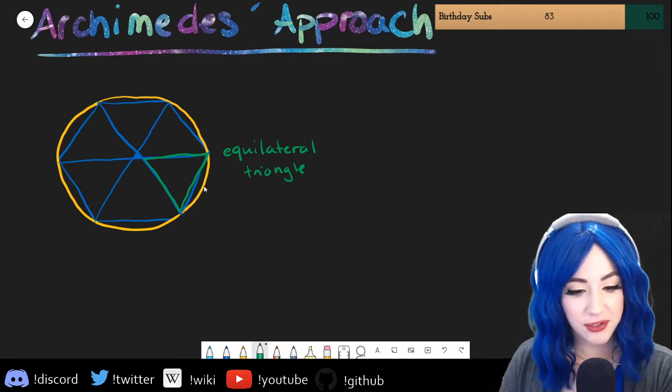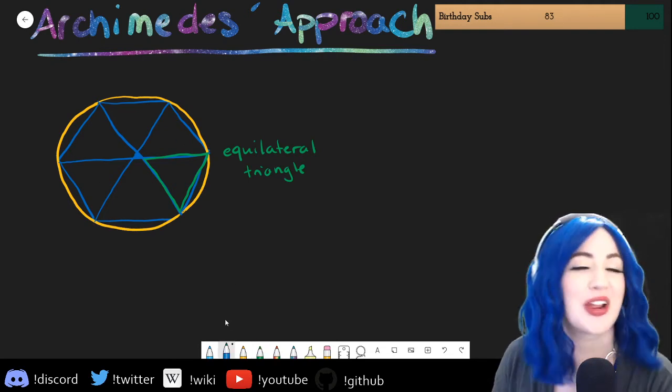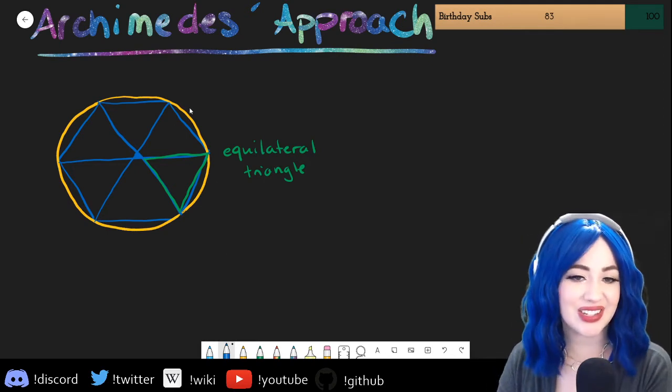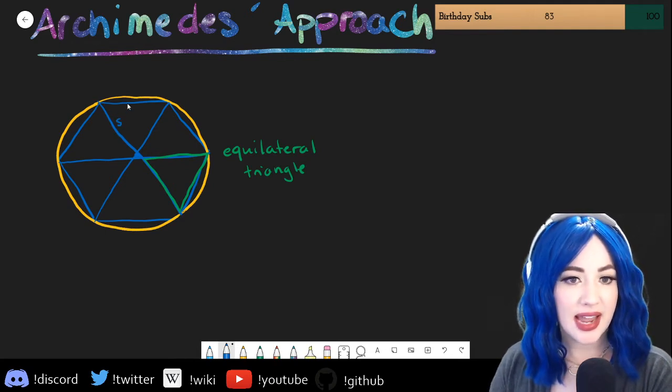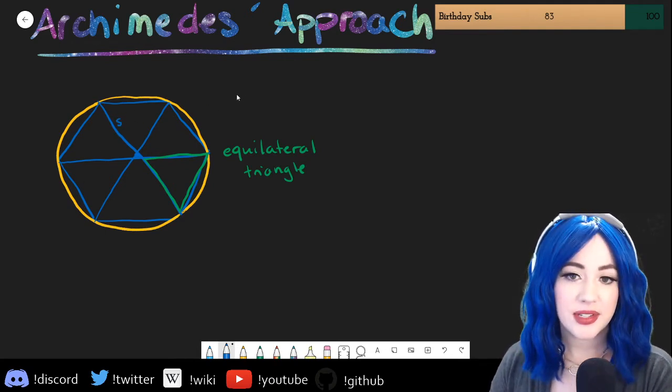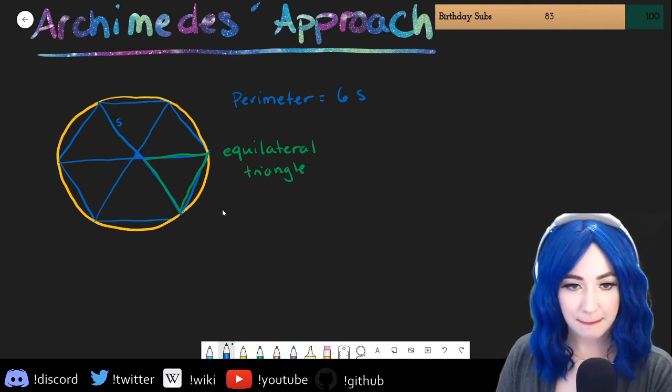So this is an equilateral triangle. And let's think about the circumference of the hexagon here, or the perimeter of the hexagon. So whatever the side is, if we say this is S, it has 6 sides. So our perimeter is going to be equal to 6S.